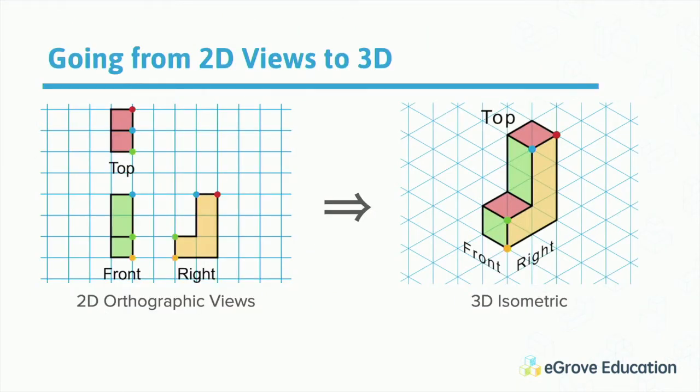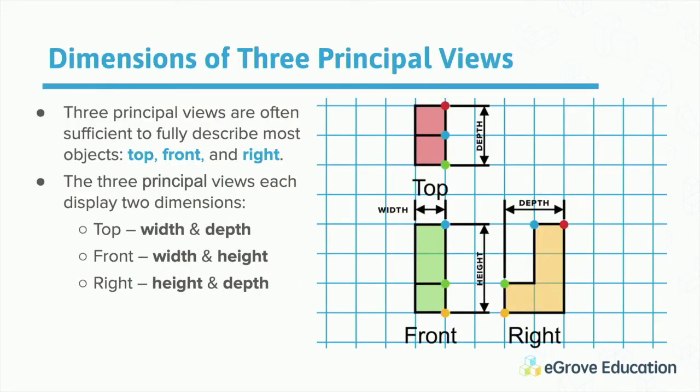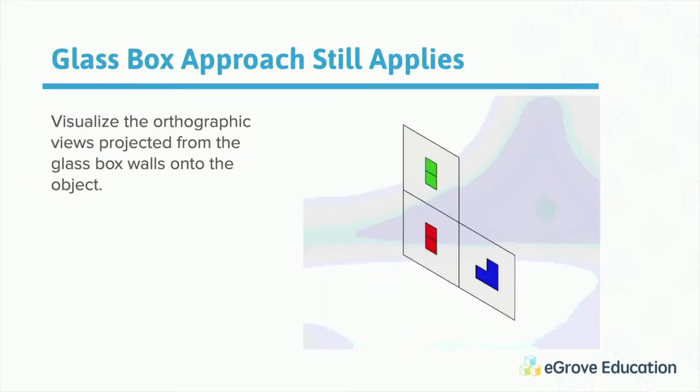So in this particular module, we're going to go from 2D orthographic views, which are shown on the left-hand side. It's the front view, the top view, and the right side view. And we're going to see if we can produce the 3D isometric. If you recall, the dimensions of the three principal views, like the top and the front view, share width as a dimension. The front and the right side view share height as a dimension, and then the top view and the right side view share depth as a dimension. Because of those dimensions, we should be able to produce the 3D isometric from these principal views.